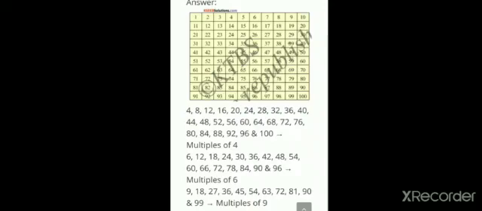And multiples of 6 are 6, 12, 18, 24, 30, 36, 42, 48, 54, 60, 66, 72, 78, 84, 90 and 96. And multiples of 9 are 9, 18, 27, 36, 45, 54, 63, 72, 81, 90 and 99.